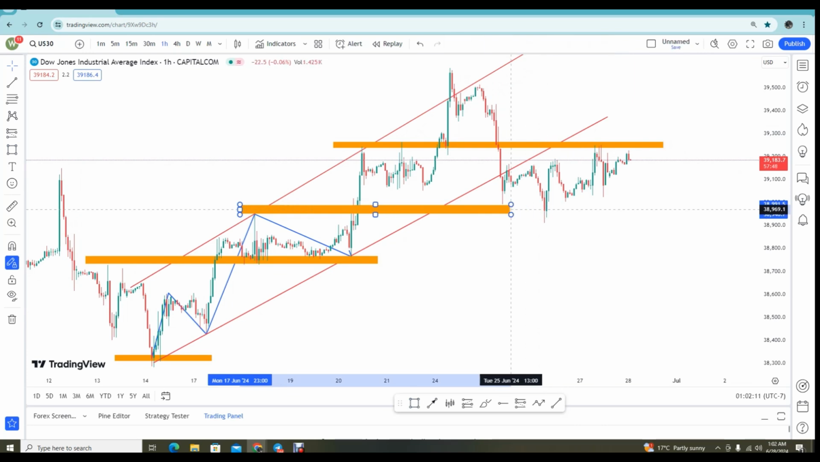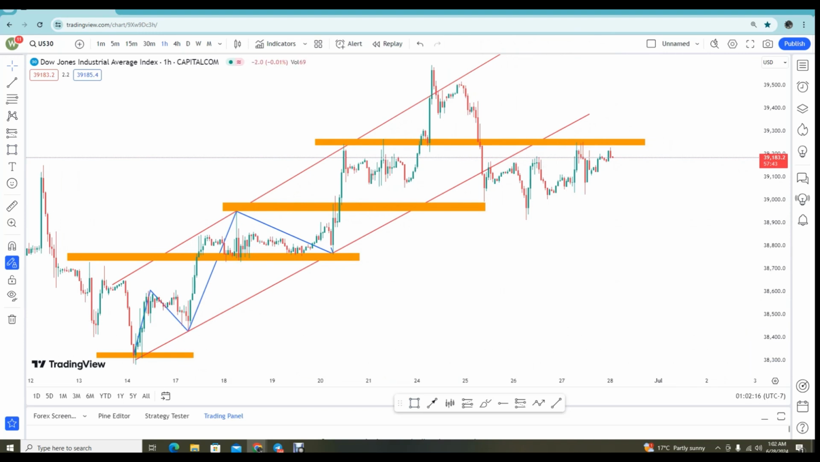So gang, as you can see here, around this area, the market came from resistance straight down and gave us the breakout. After the breakout, we can see some little pullback, and the market came back around this area here.